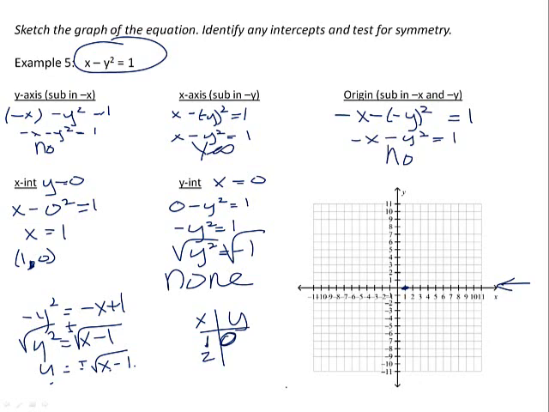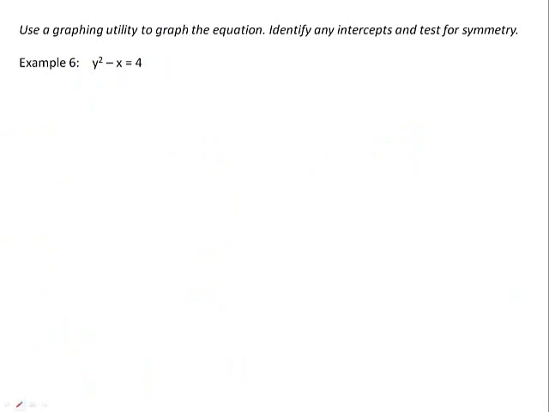Alright, let's keep going. So we're supposed to use the graphing calculator to graph this equation, and we're going to identify any intercepts and then also test for symmetry. So let's see if we can read the symmetry off the graph this time, since we're going to use a calculator for it. First, I want you to get it into y equals. We're going to just pretend, get it into function form. So I'm going to move the x over. I want to get the y by itself.